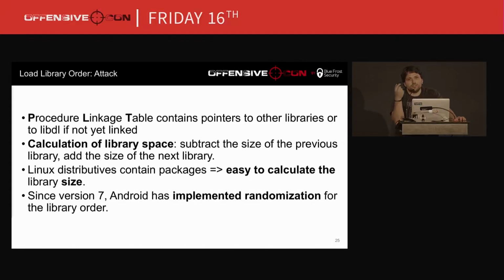What you need here is to know the size and offsets. To do so, you need the exact version of the ELF files. And these ELF files could be easily gotten from Linux distribution packages. So here you will, for example, brute force only 10 times, but not much more. And the thing you need to know is that since version 7, for example, in the Android operating system, randomization for the library order was implemented.